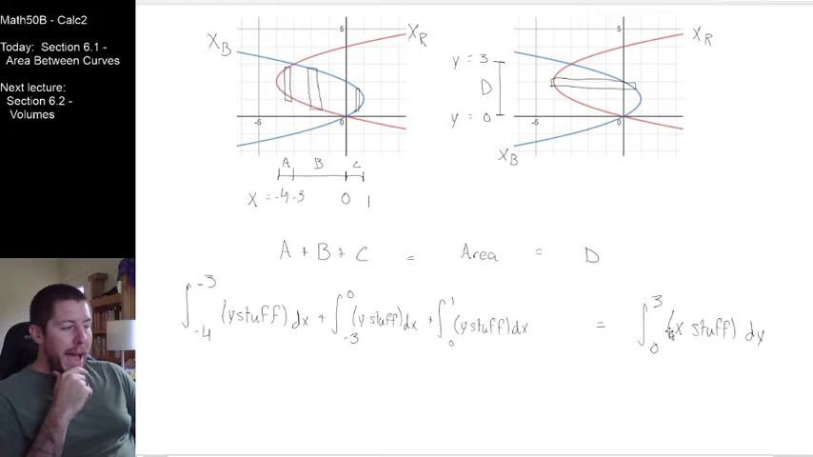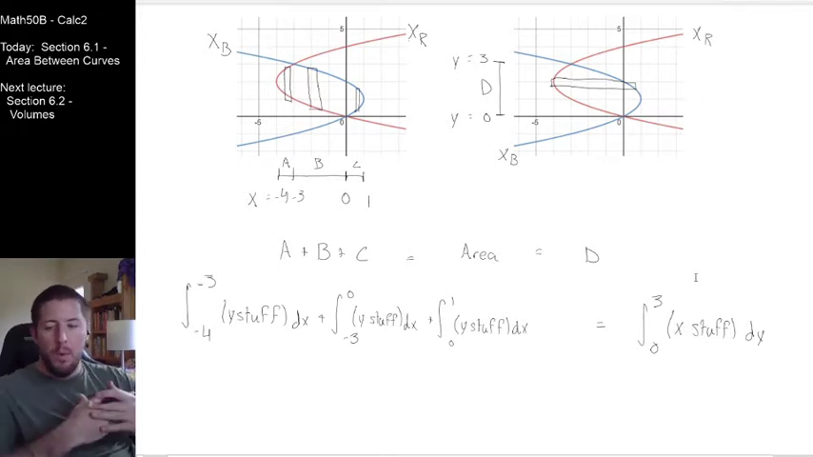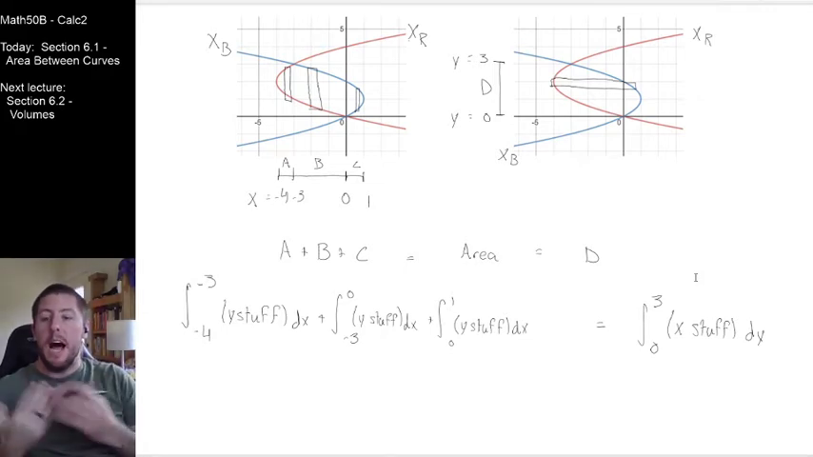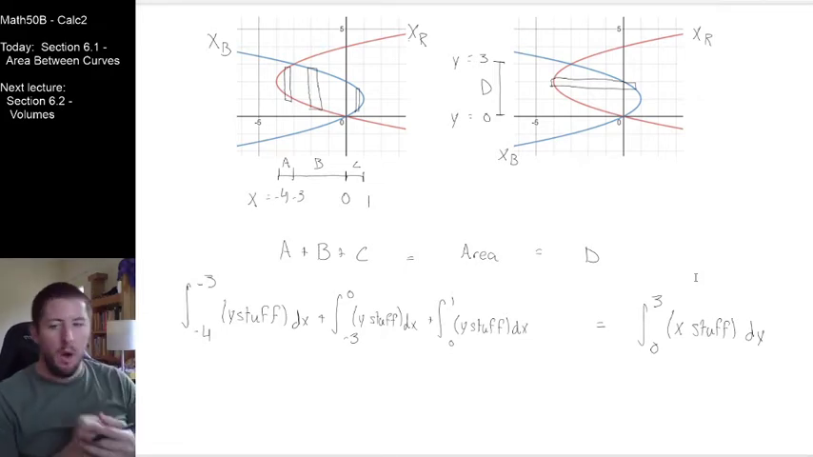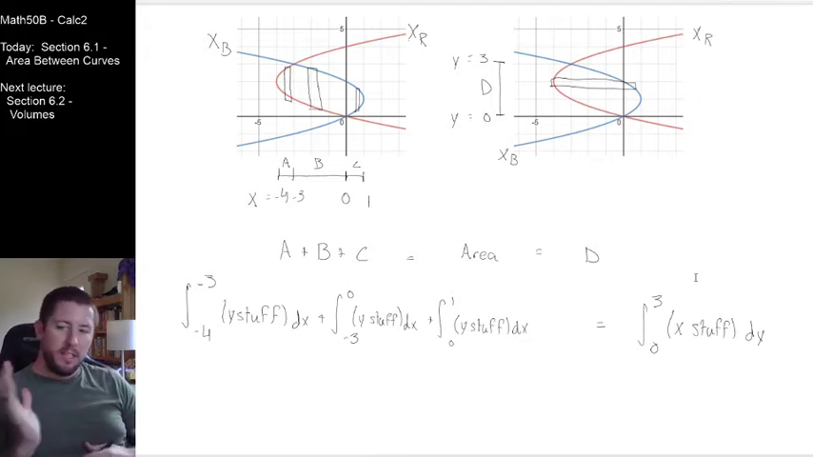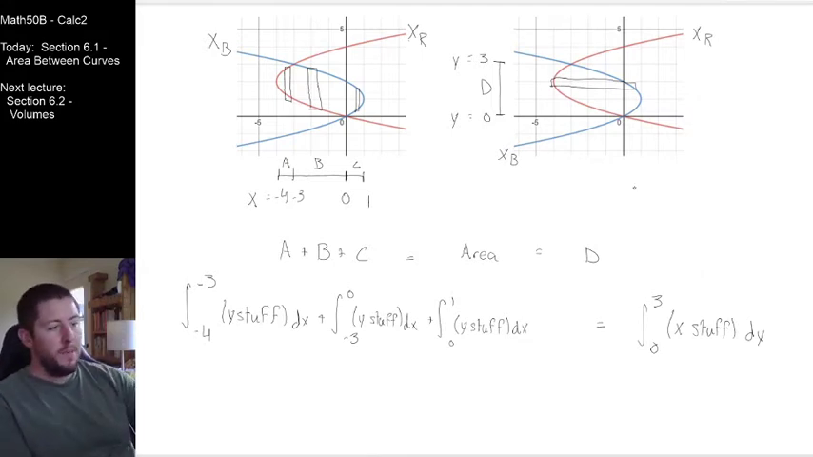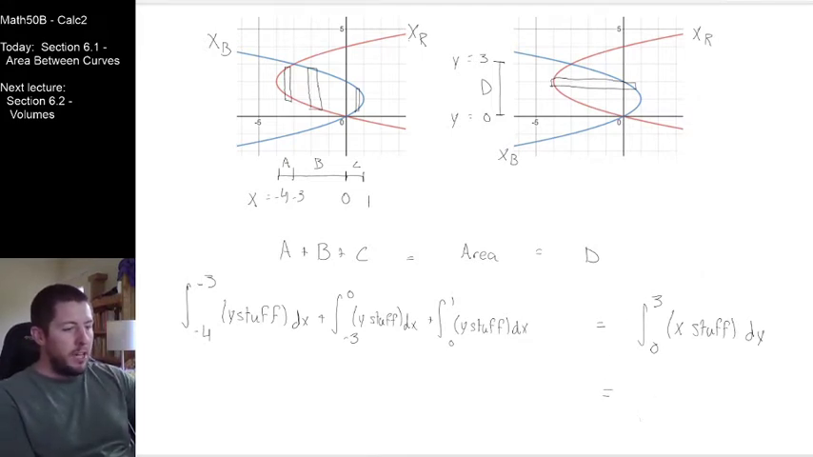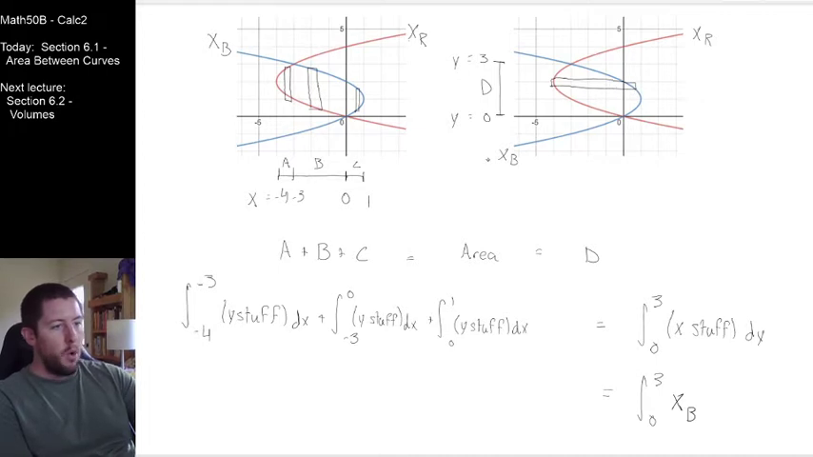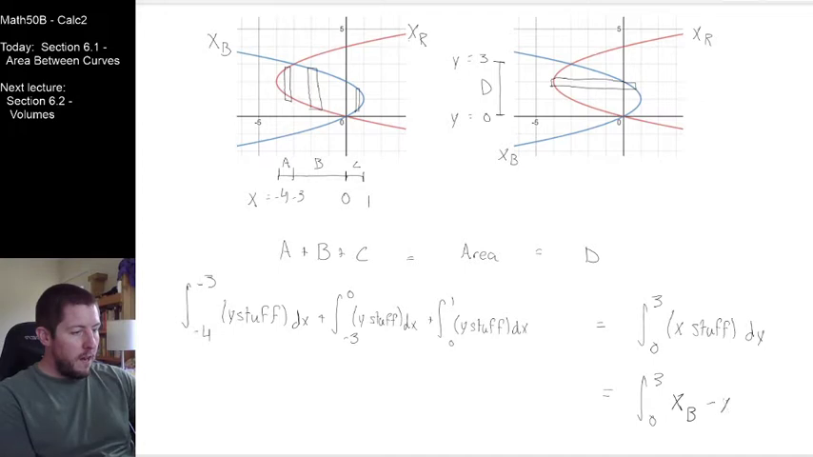So what I'm thinking for my x stuff here is I'm always wanting to subtract the upper minus the lower. But when we're looking at horizontal Riemann sticks, upper is going to mean further to the right and lower is going to mean further to the left. It's the one that's, I don't know, more positive over here. So it seems to me like what this should be right here is our blue curve, right? Again, x sub b, if you can't see the red and the blue right there, minus our x sub r right there.